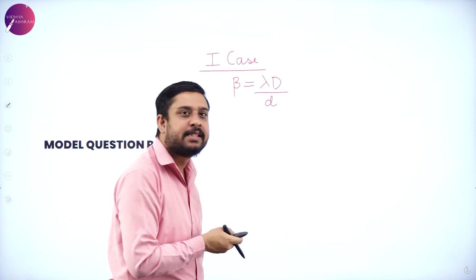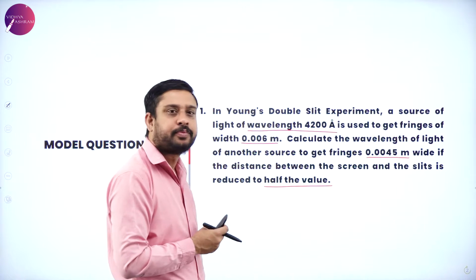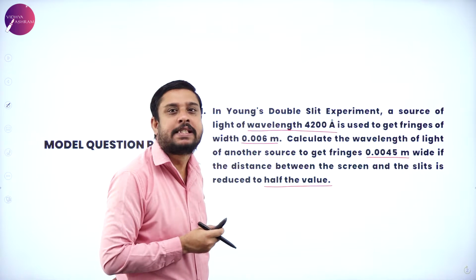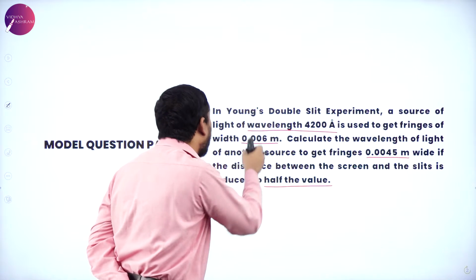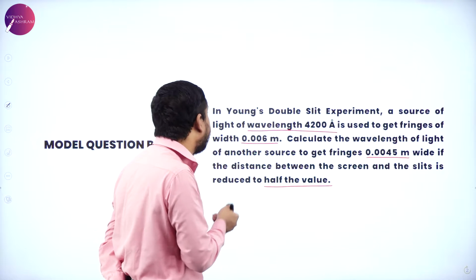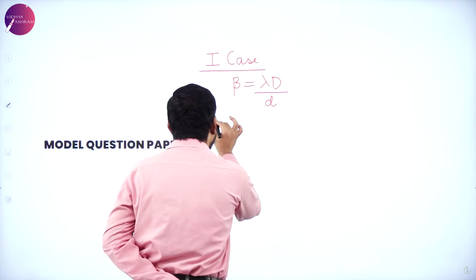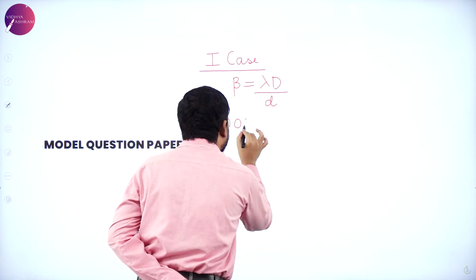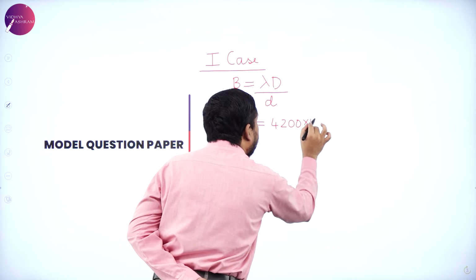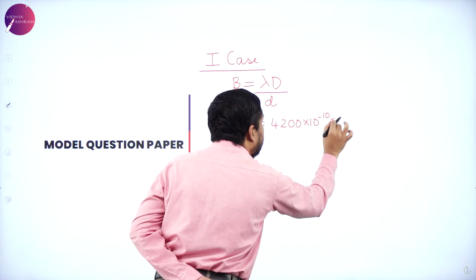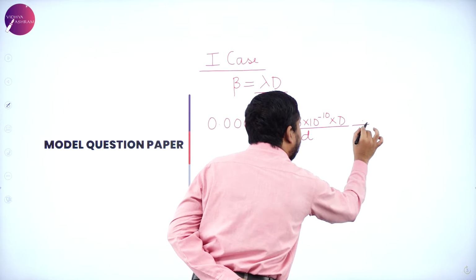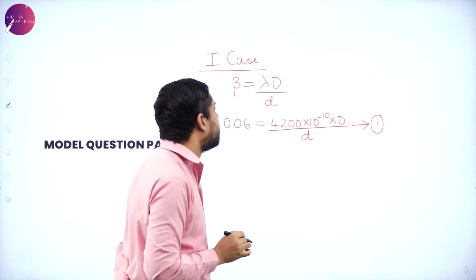Now the problem says, in the first case, wavelength of light used is 4200 angstrom and fringe width is 0.006 meter. So we have 0.006 is 4200 into 10 power minus 10 into capital D divided by small d. I call this equation 1.